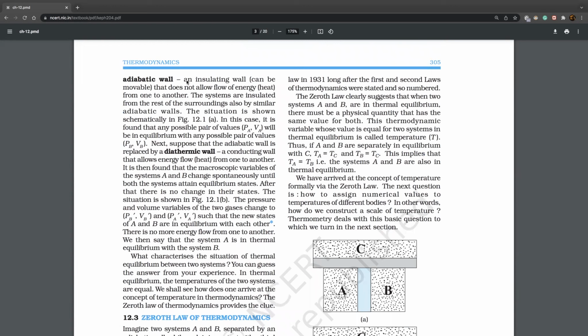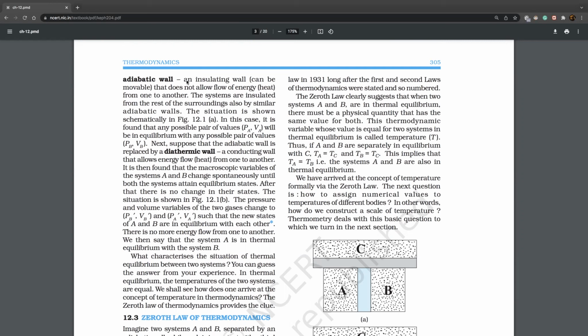So if the two systems A and B, as we saw above, are separated by an adiabatic wall, the system is insulated from the rest of the surroundings, also by similar adiabatic walls. The situation, as we saw, is shown above. In this case, it is found that any possible pair of values PA, VA will be in equilibrium with any possible pair of values PB, VB. Why?